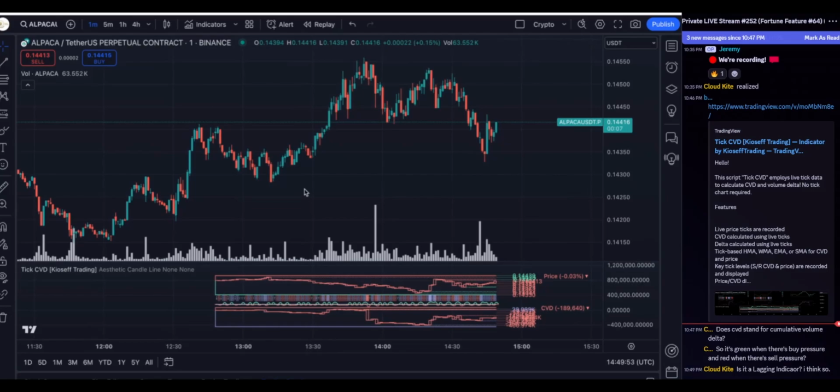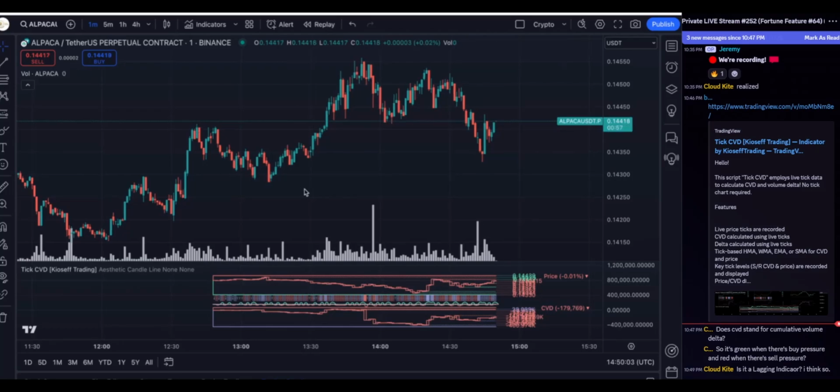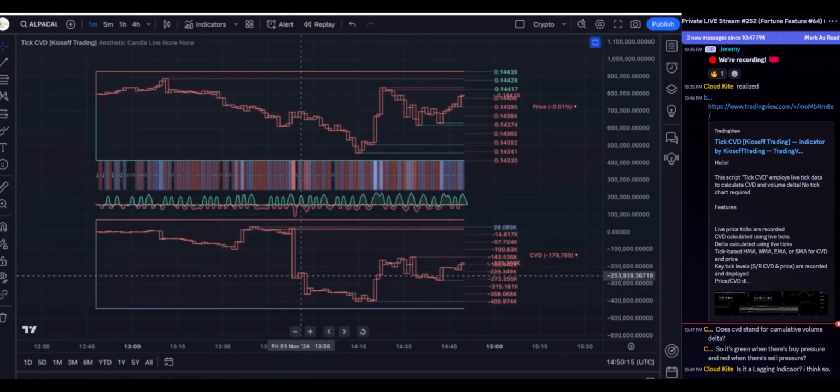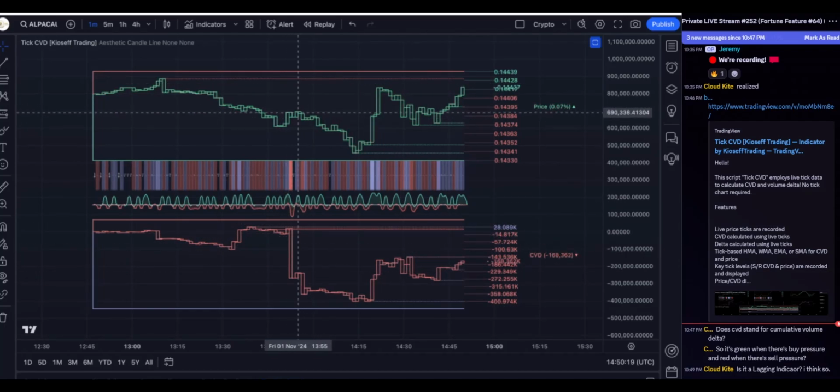Is it a lagging indicator? I think so. Do you mean leading or lagging, CloudKite? A leading indicator means that the indicator gives you something and then price follows. A lagging indicator is just price does something and then the indicator reports it. I'm making the argument that this is a leading indicator and that price is the lagger, if that makes sense. You can see that there's a lot of market selling right here. Price was flat and then price went down.